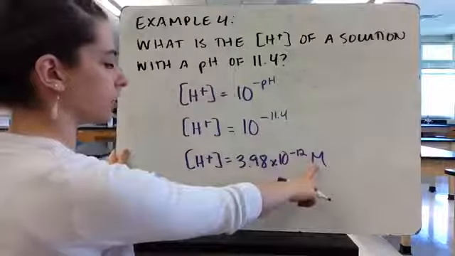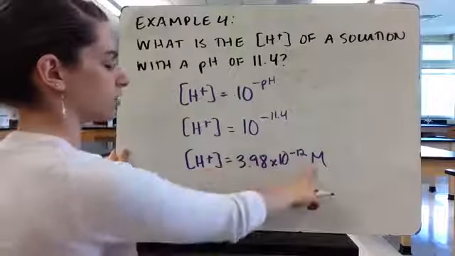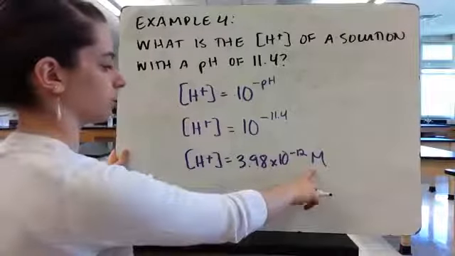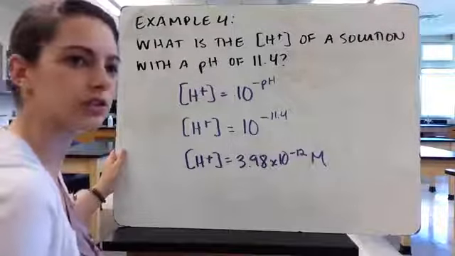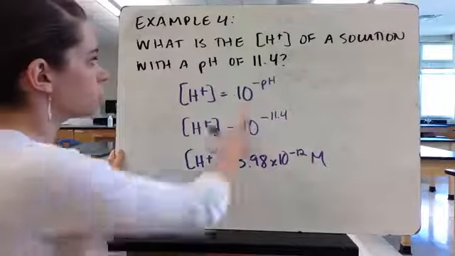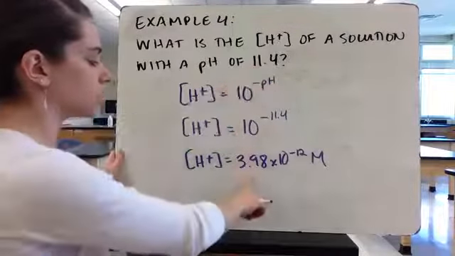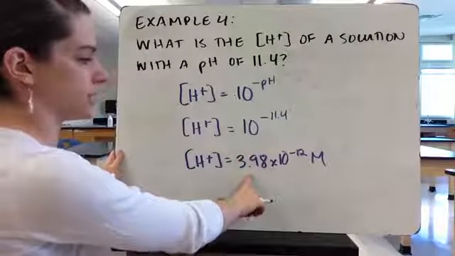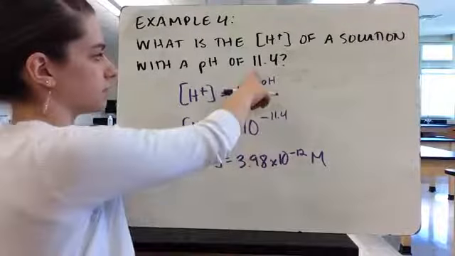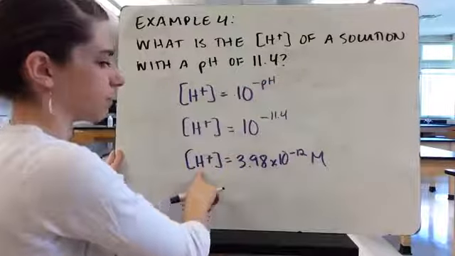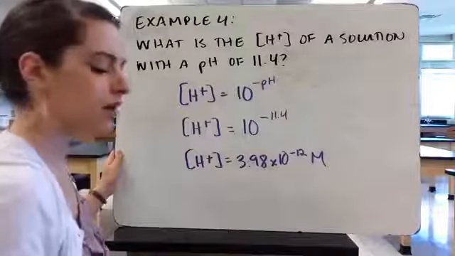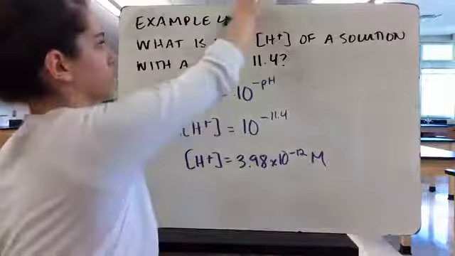Now, there are units on this because it's a concentration, and so the units are going to be molarity. So you have to make sure that you put the molar on the end because it is a concentration, and concentrations do have units. So if you have a pH of 11.4, you have an extremely low hydrogen ion concentration. That makes sense. pH of 11.4 is fairly basic, which means you're not going to have a whole lot of hydrogen ion. Okay, let's look at our last example.